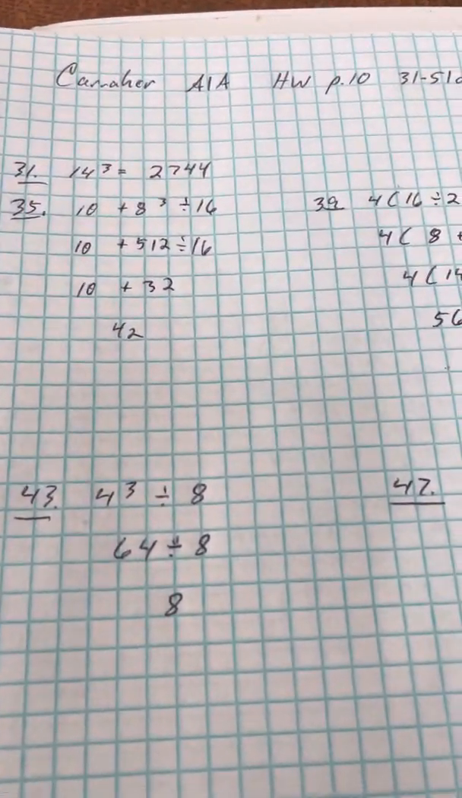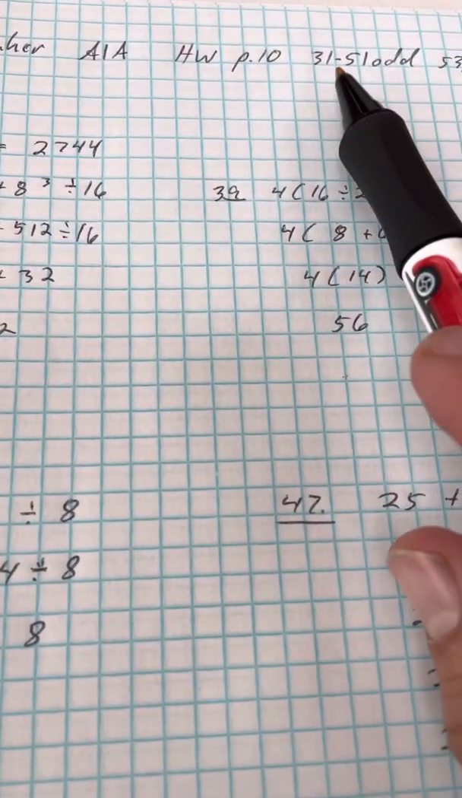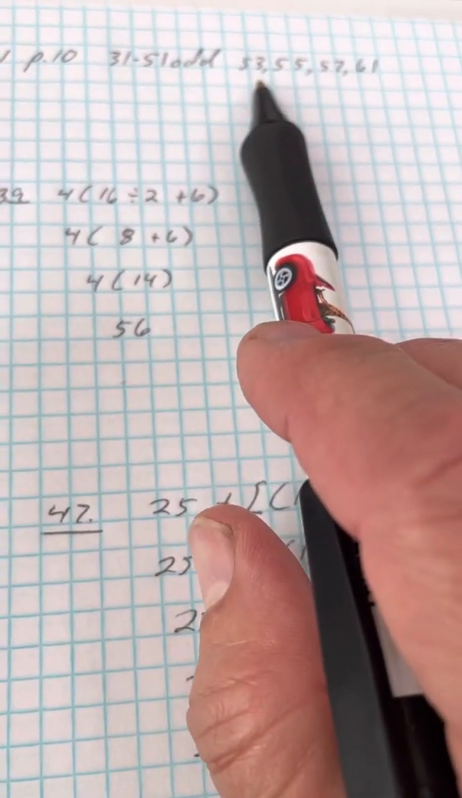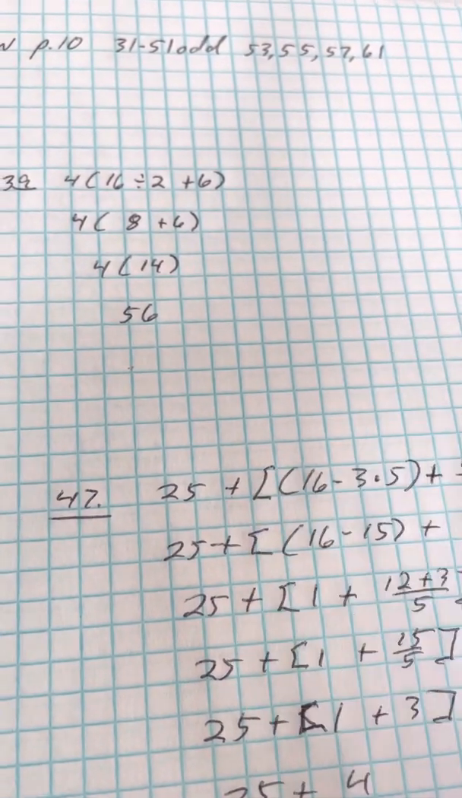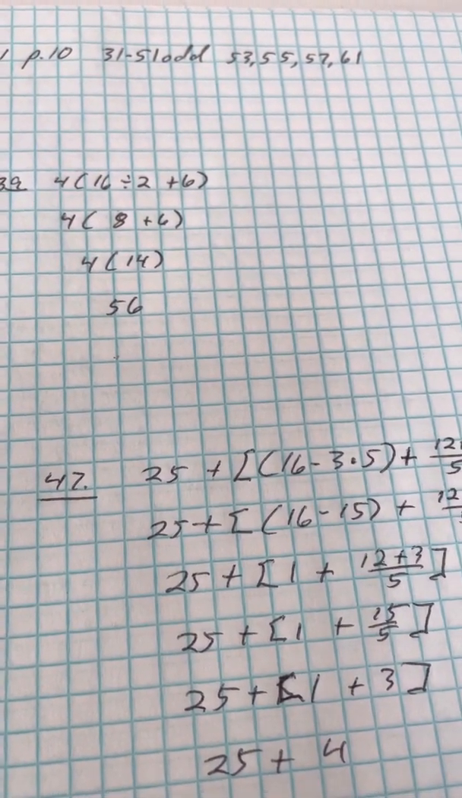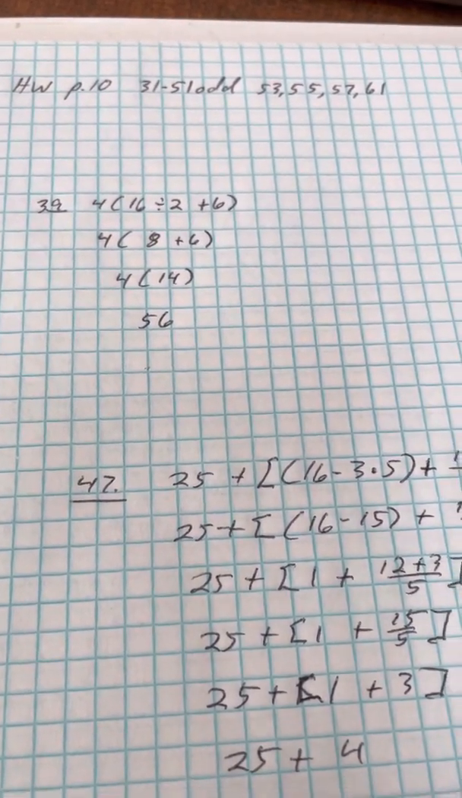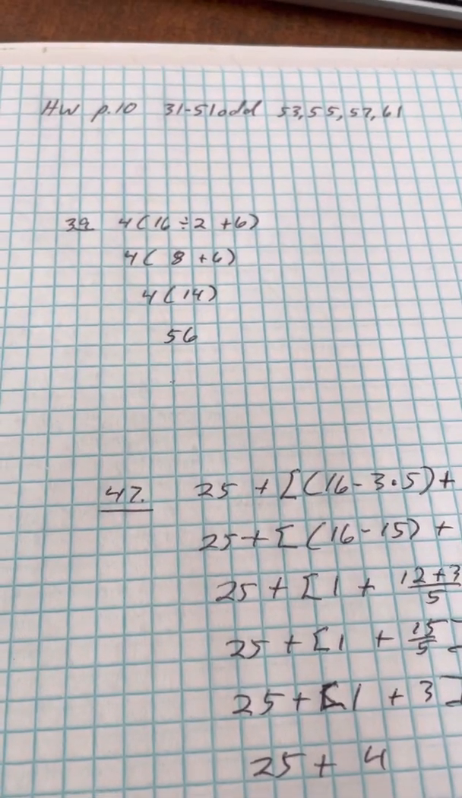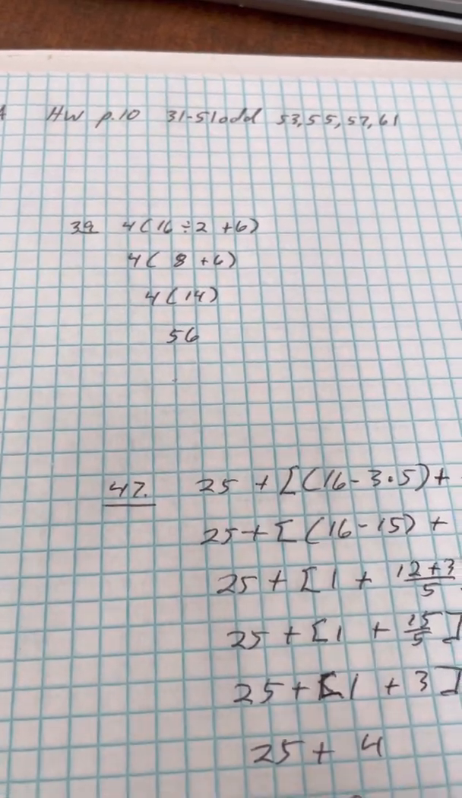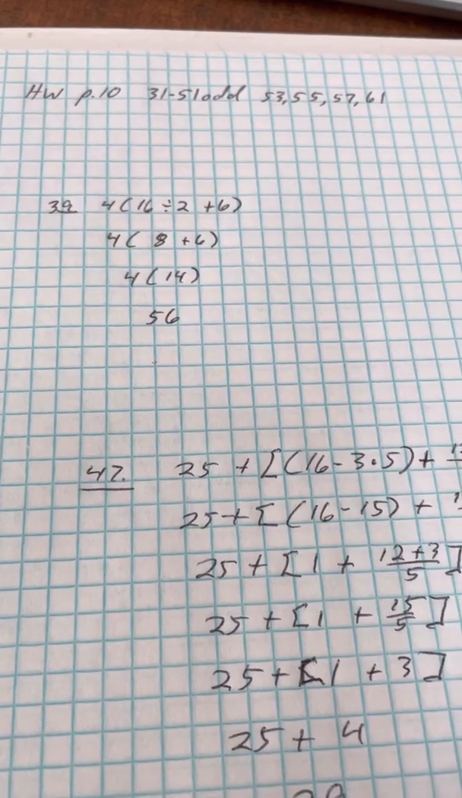Hello, Mr. Carrier's Algebra 1A students, taking a look at your homework, page 10, 31 through 51 odd, and then 53, 55, 57, and 61. I'm going to do every other problem just to help you out and get you started. Even if you just do these problems, at least turn something in so you're getting some sort of credit. And if you need more help, you can let me know and I'll try to get back to you as quickly as possible. But turn in at least these so that you can get some sort of credit. So let's get started with number 31.